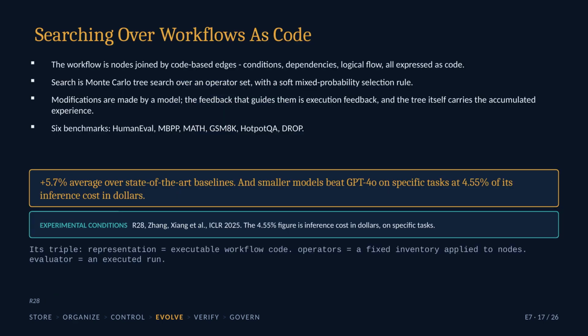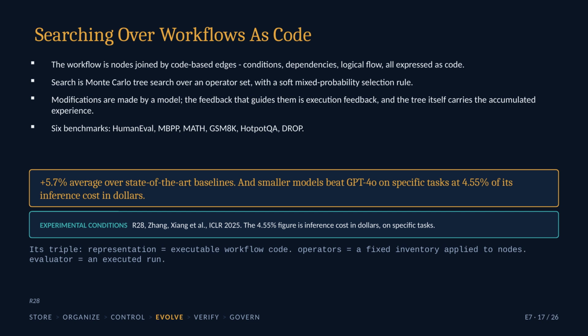The third method searches over workflows expressed as code. Nodes joined by code-based edges, so conditions, dependencies and logical flow are all code rather than configuration. The search is Monte Carlo tree search over an operator set, with a soft mixed probability selection rule. Modifications are proposed by a model, the feedback guiding them is execution feedback, and the tree itself carries the accumulated experience. 6 benchmarks, and an average improvement of 5.7% over state-of-the-art baselines.